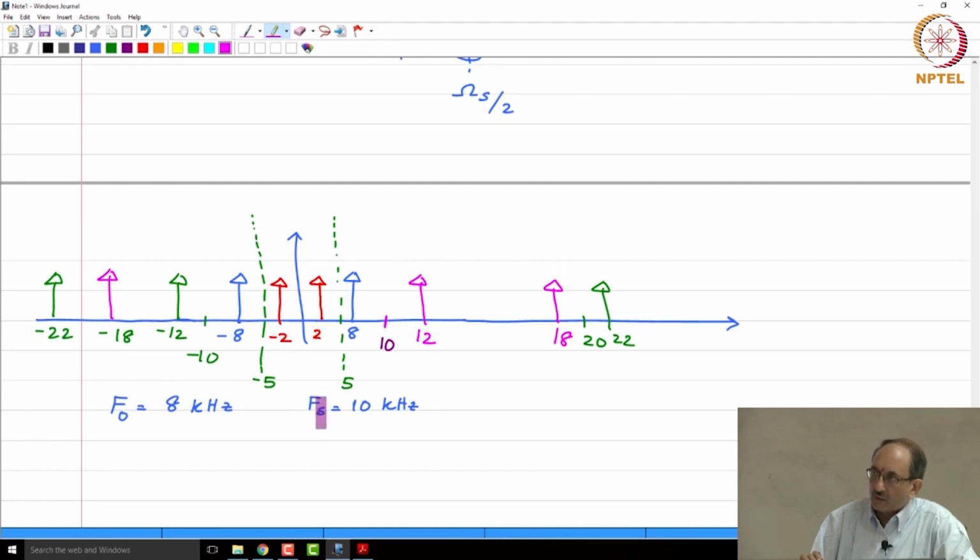So, when you have a given underlying spectrum Xc of omega, if you want to sample it at omega s or Fs, all you need to do is repeat that spectrum with a periodicity of omega s or Fs, and then focus on the interval between minus Fs by 2 to plus Fs by 2. That is all. And here is an example of aliasing. 8 kilohertz behaves as if it were a 2 kilohertz signal.